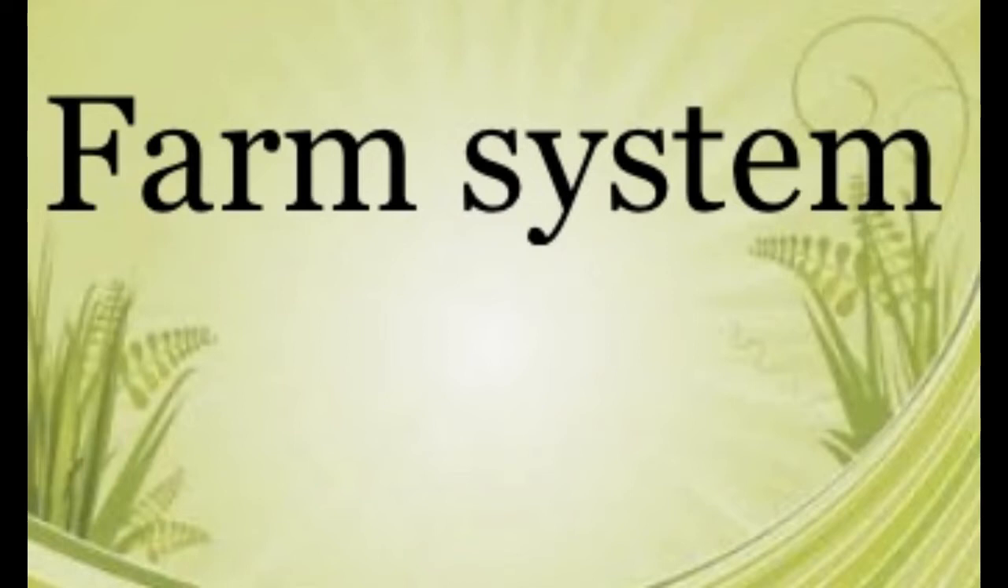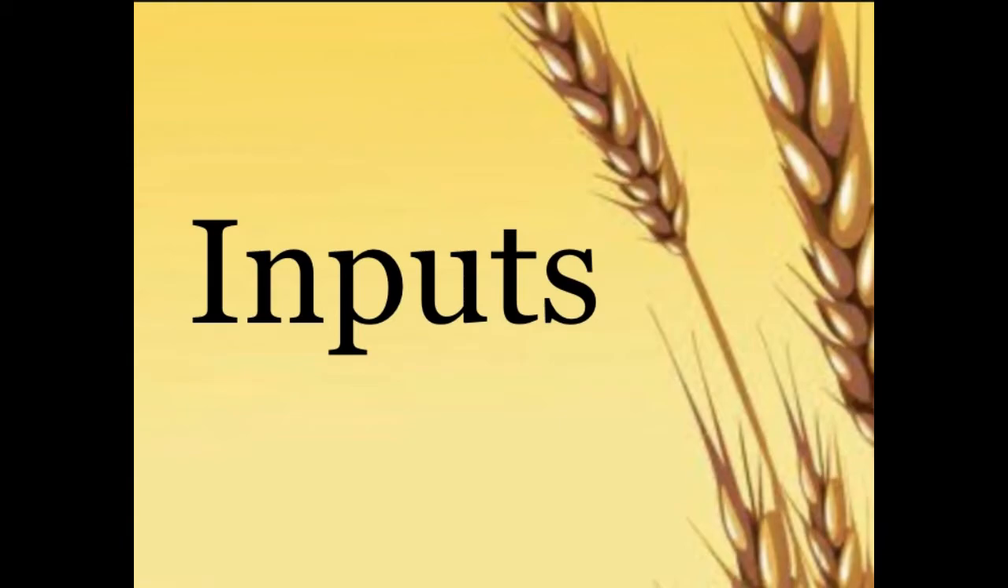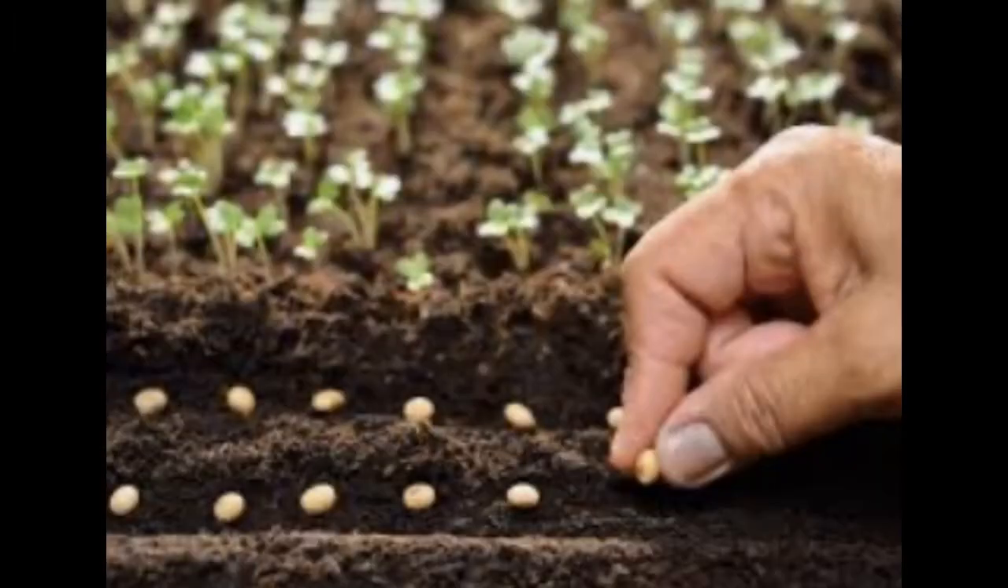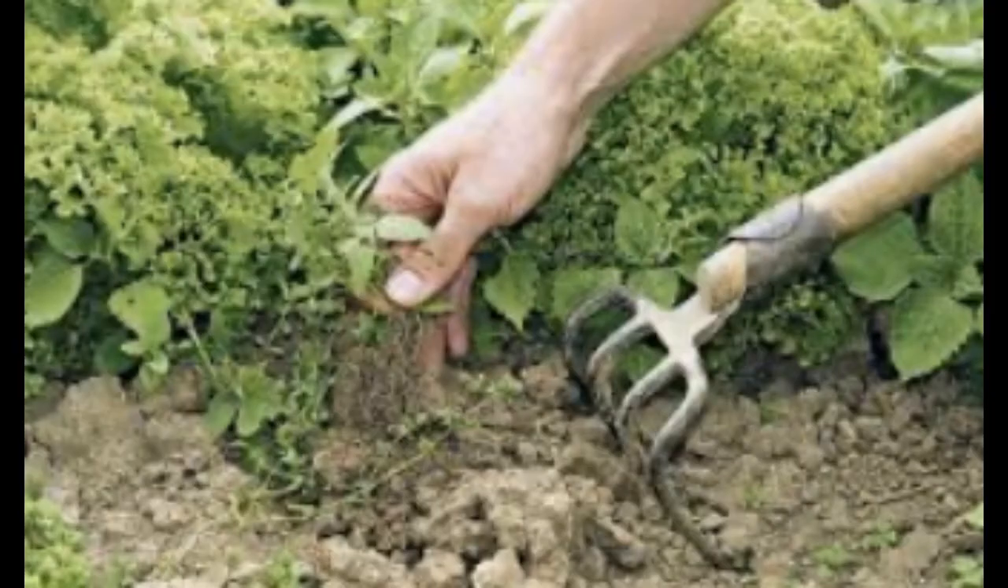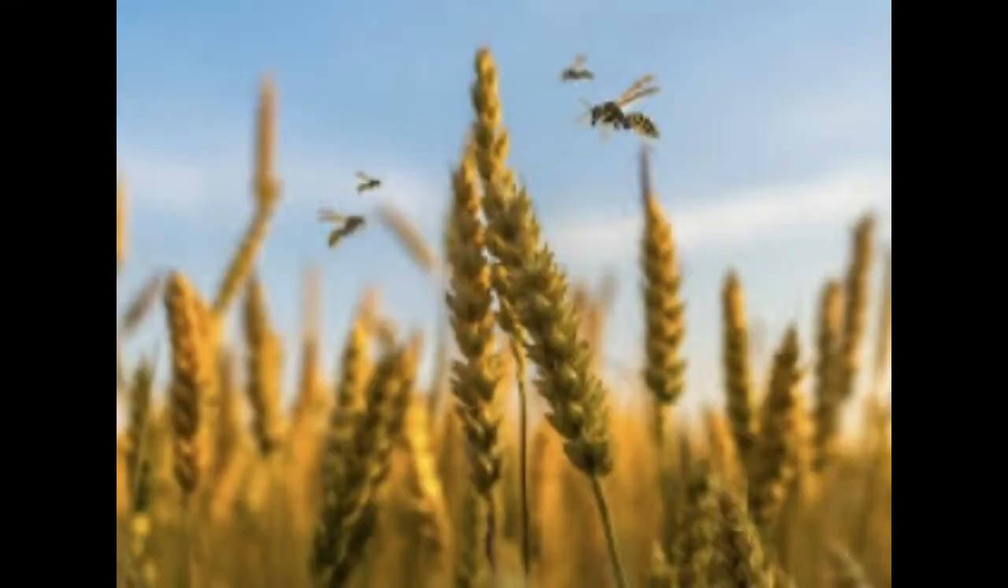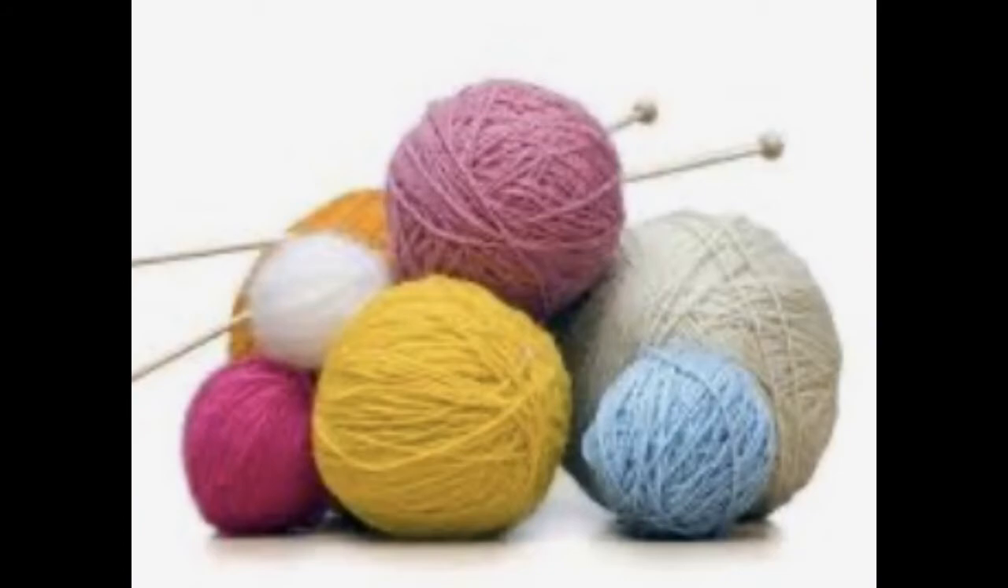Farm system. Agriculture or farming can be looked at as a system. The important inputs are seed, fertilizer, machines and labor. Some of the operations involved are plowing, sowing, irrigation, weeding and harvesting. The outputs from the system include crops, wool, etc.